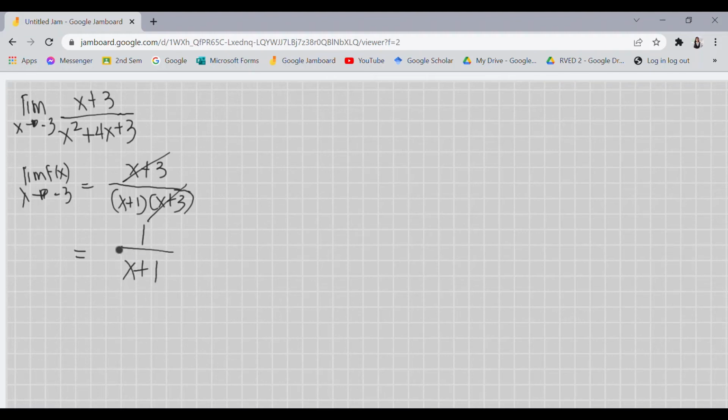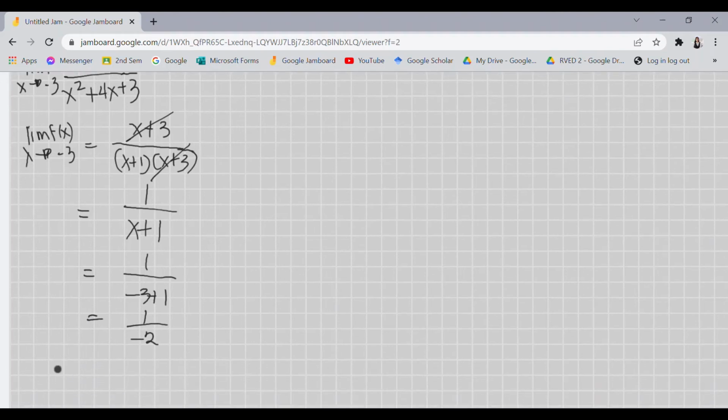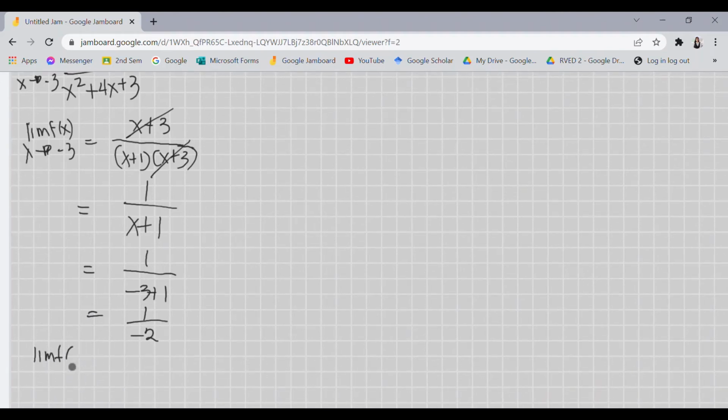And then, hindi na siya factorable. Only then, you will apply negative 3. Only then, you can substitute negative 3. So, you'll have 1 over negative 3 plus 1. So, that will be 1 over negative 2. So, for our answer, the limit of the function as x approaches negative 3 is negative 1/2.